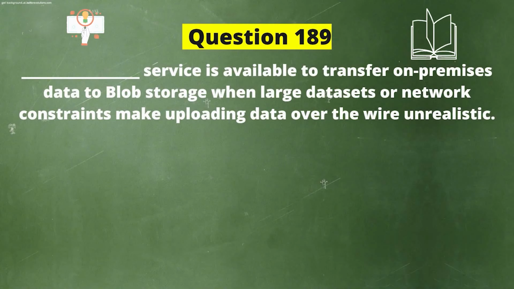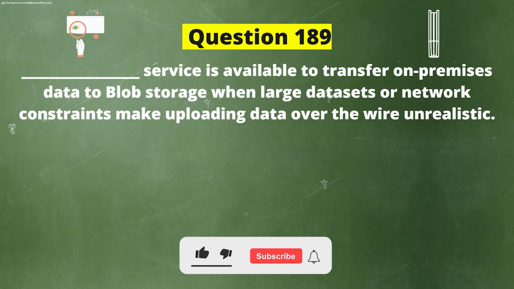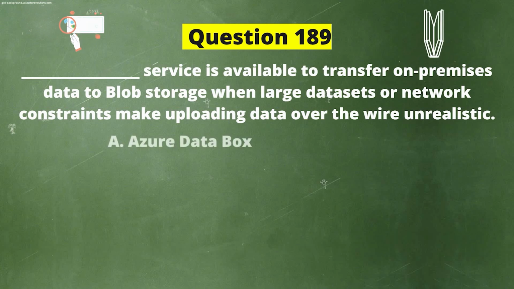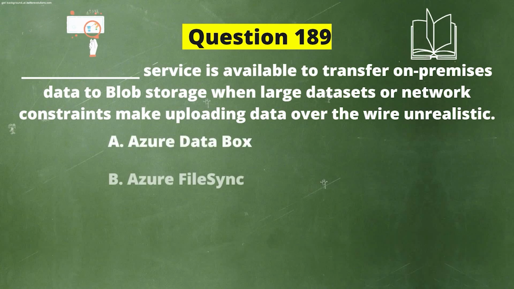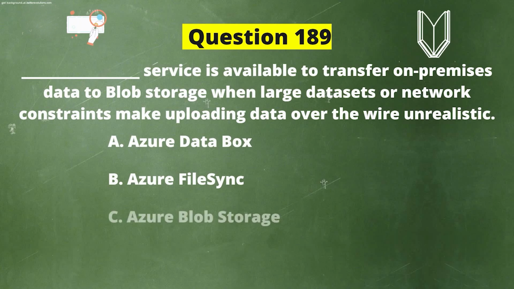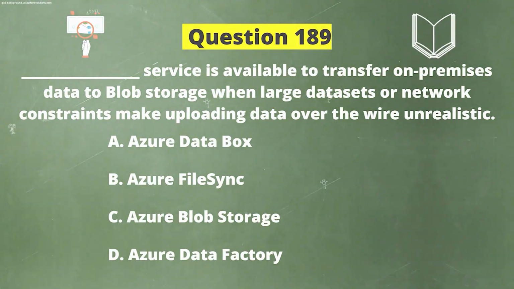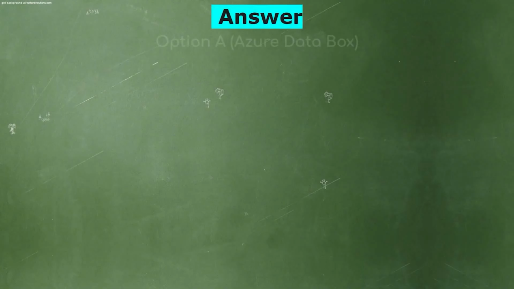Next question. Dash service is available to transfer on-premises data to blob storage when large data sets or network constraints make uploading data over the wire unrealistic. And the options are A. Azure Data Box, B. Azure File Sync, C. Azure Blob Storage, D. Azure Data Factory. And the correct answer is option A.